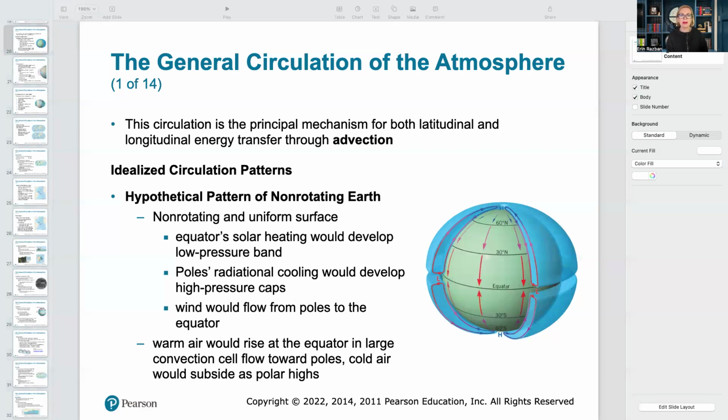Okay, so imagine Earth's atmosphere as an intricate dance of air movements, all choreographed by two main factors, our planet's rotation and its varied surface features. This dance creates distinct patterns that we observe and predict.